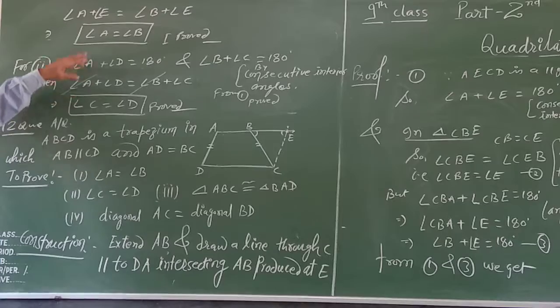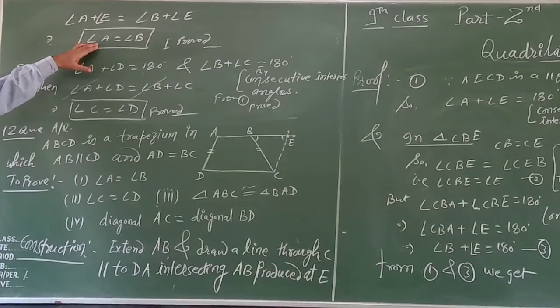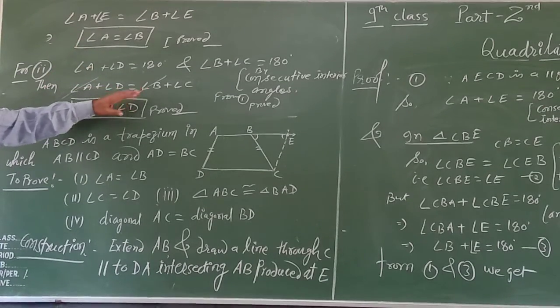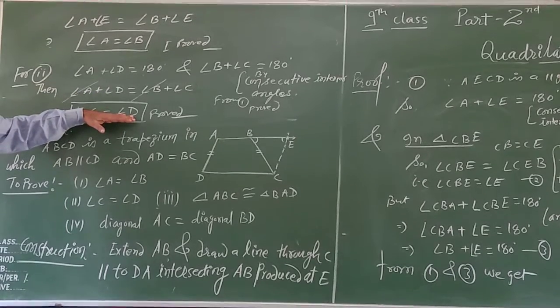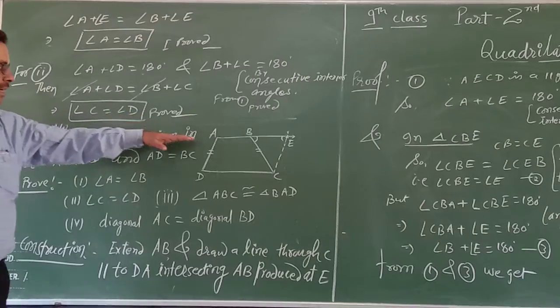And already we have proved in our first result that angle A is equal to angle B. So these cancel each other, and finally we get angle C is equal to angle D. It is the second result.